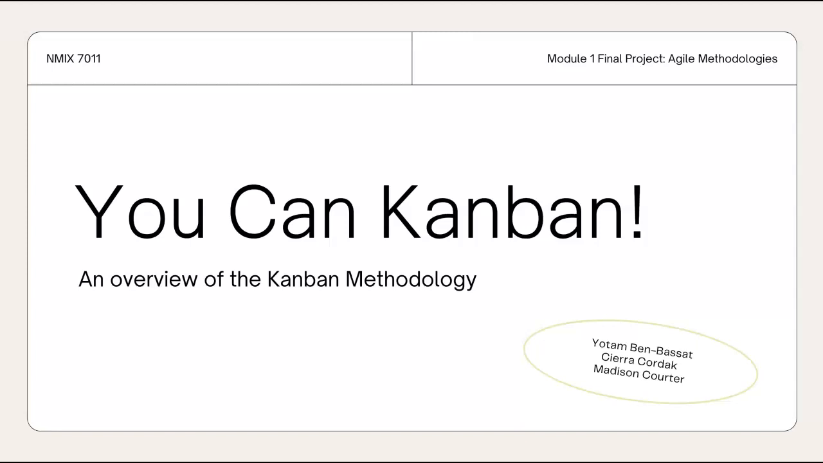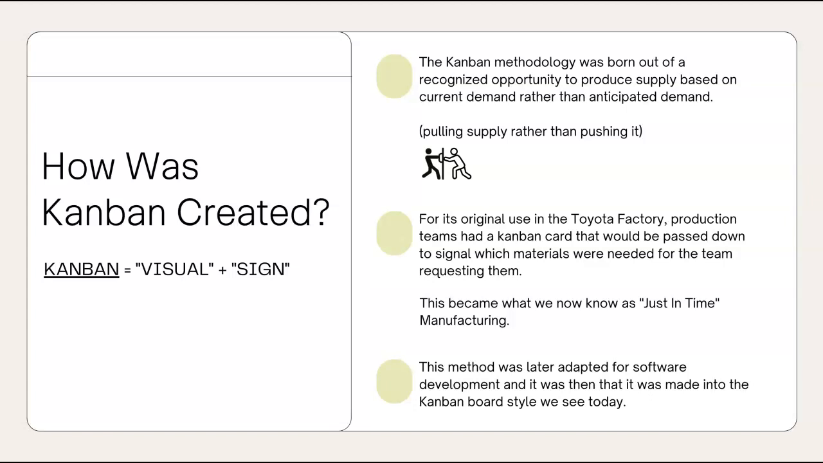Today we are going to be covering the methodology of Kanban. So how was Kanban created? Kanban is actually a combination of the two Japanese words for visual and sign. It was created by a Toyota engineer from Japan named Taichi Ono in the 1940s.